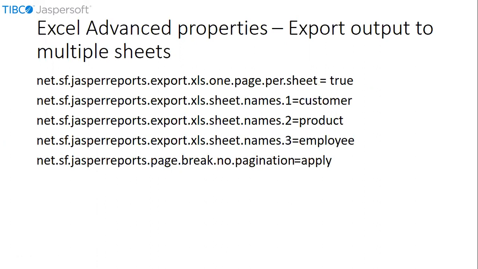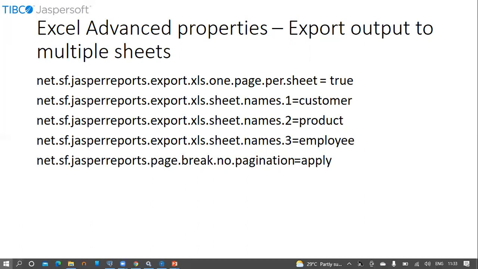So to start with, we are going to create a grid-like report having 3 table components, and we are going to have 2 page breaks, and we are going to apply these properties to split the report output into multiple sheets.